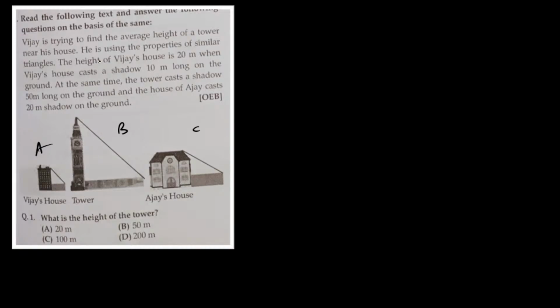He is using the properties of similar triangles. The height of Vijay's house is 20 meters. When Vijay's house casts a shadow of 10 meters on the ground, at the same time the tower casts a shadow 50 meters long. You can see this shadow is on the ground. So the tower is casting a shadow of 50 meters on the ground.